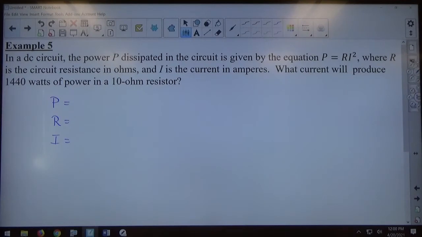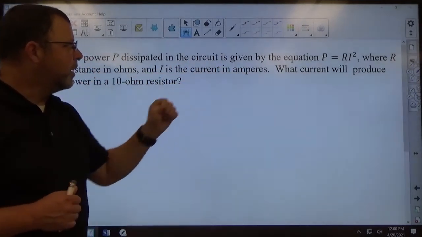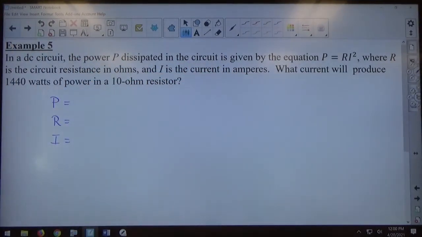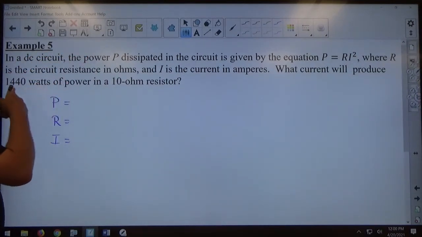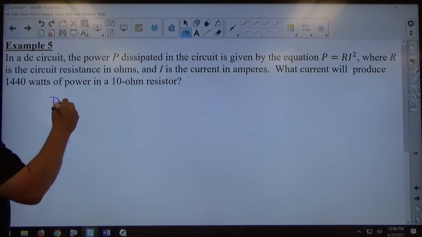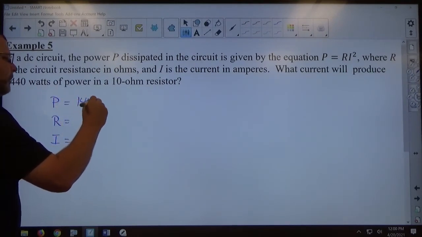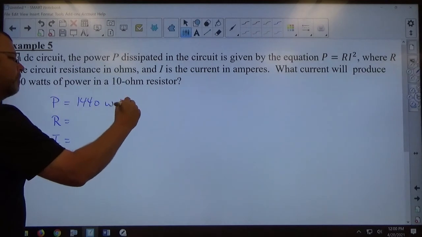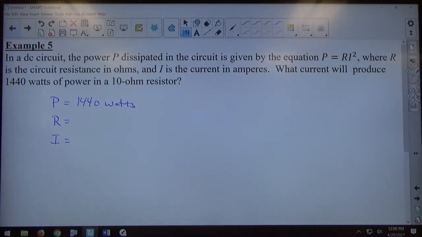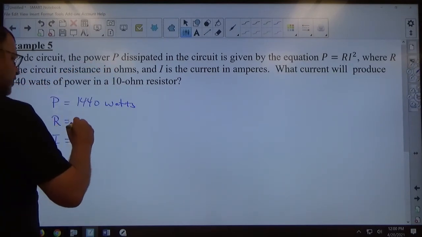Okay, they specify what the variables represent and what unit, at least the resistance and the current are. Power, it says, so if resistance is in ohms and I is in amperes, we have 1440 watts of power. So P is power, right? If I identify everything they tell me here, we have 1440 watts of power and a 10 ohm resistor, so resistance is 10 ohms.